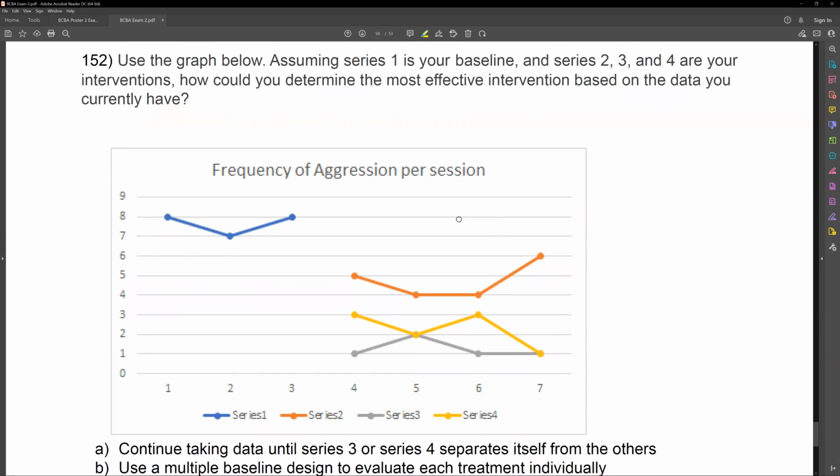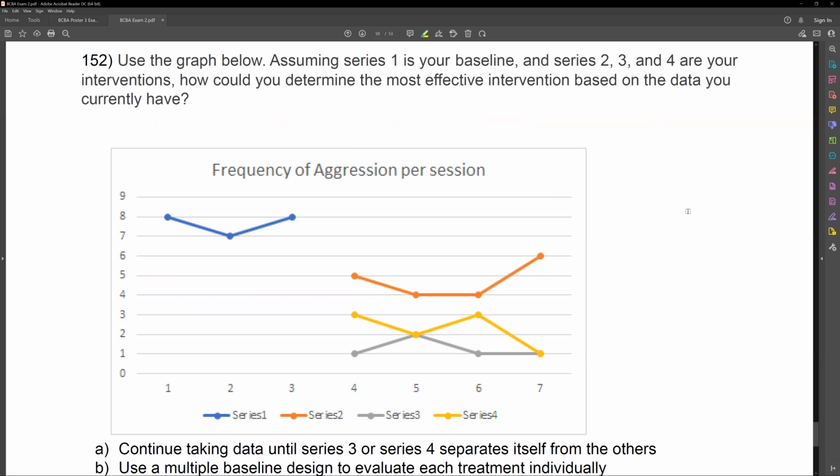152. Okay, so we updated 152. We sent out the updated exam, so hopefully you got it. 152, use the graph below. Assuming series 1 is your baseline and series 2, 3, and 4 are your interventions, how could you determine the most effective intervention based on the data you currently have?